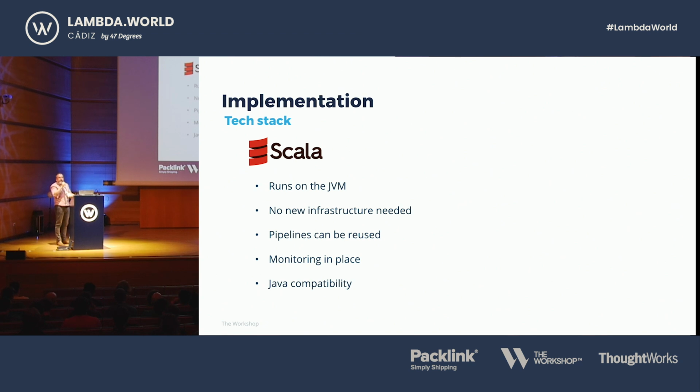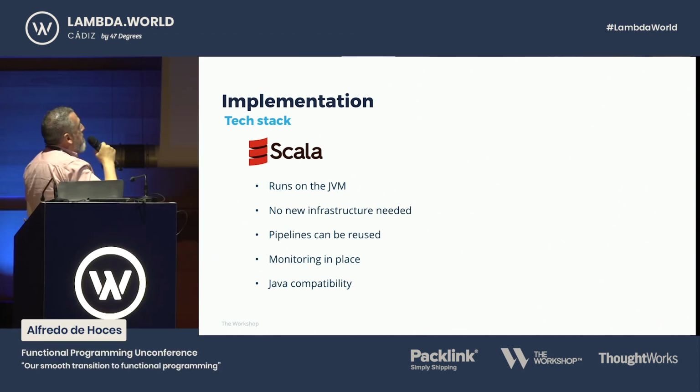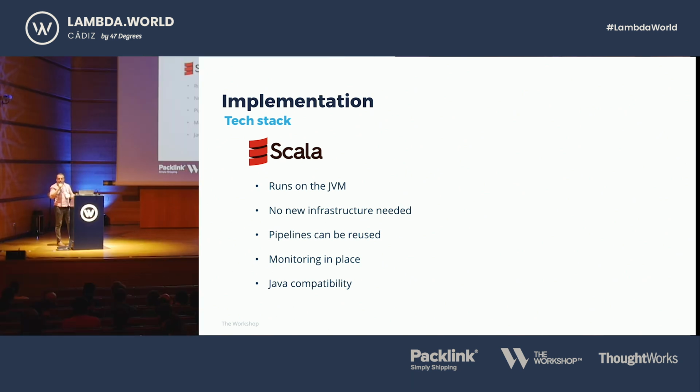The only thing you do is just change the POM file and just specify you're going to be compiling Scala code, and then you get your jar files. So no radical infrastructure changes were needed. We reused our pipelines. We had monitoring in place for all our JVMs. And we have this Java compatibility that, in the end, we didn't use, but would have come in handy.